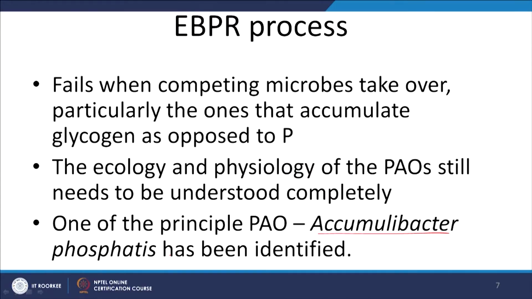The important thing about these PAOs, phosphate accumulating organisms, is that their ecology, their microbial community structure, and their functions have not been completely understood. They are still a matter of great research, but we have identified one of the principal PAOs, which is Accumulibacter phosphatus. So very relevantly named, and we have also managed to culture one of the PAOs, but we still need to identify more, and hopefully the third and fourth generation sequencing techniques will throw a lot of light on PAOs.